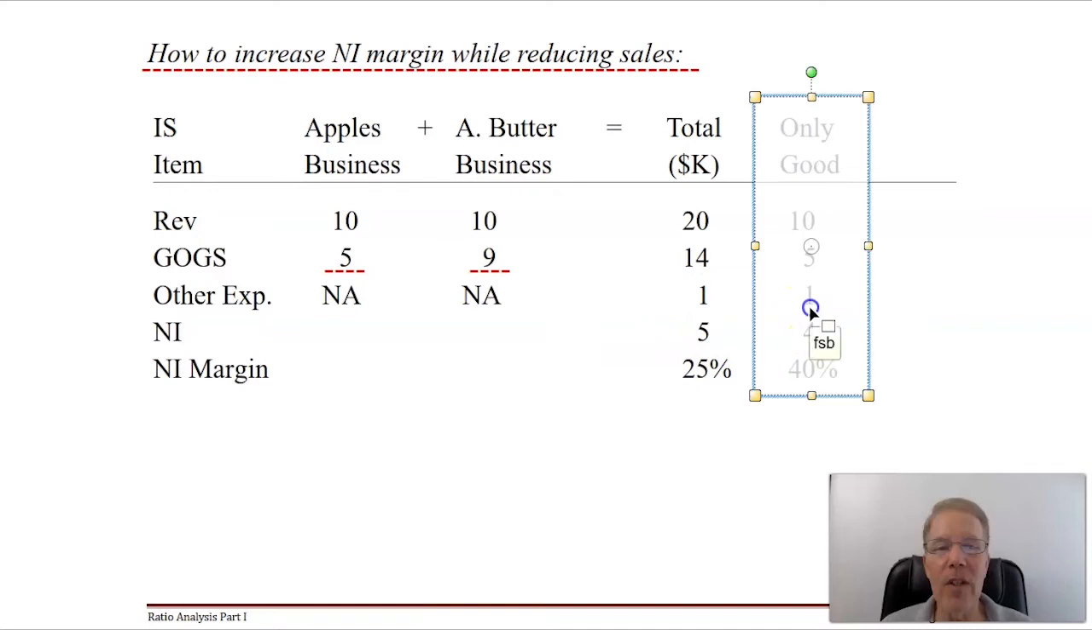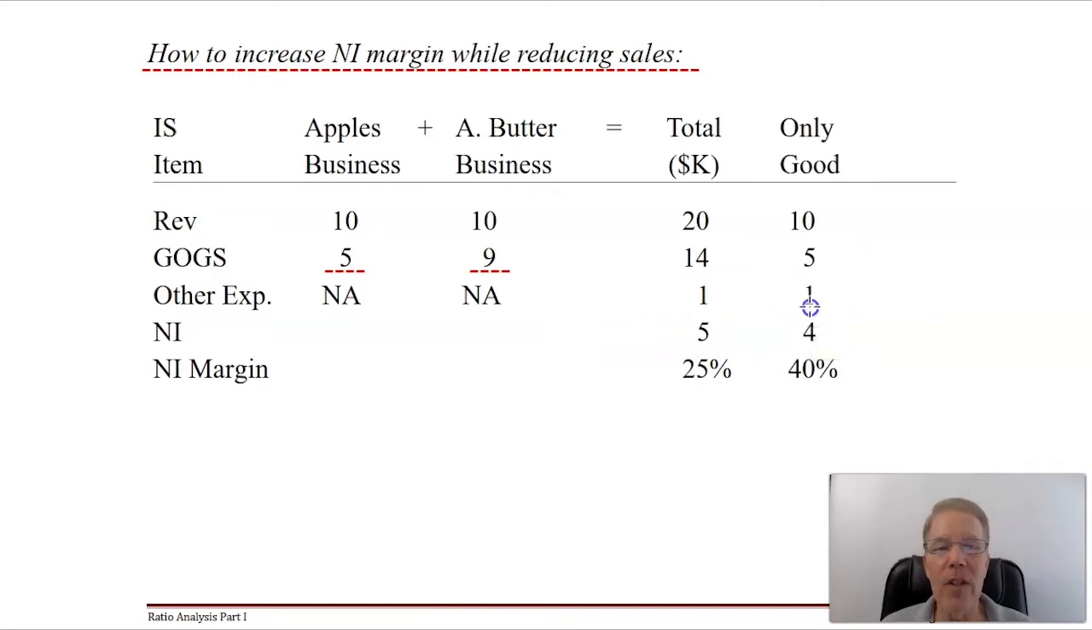So the investment banker, being the good investment banker that he is, comes up with the idea that, hey, you could jettison this lower margin apple butter business, keeping only the apples business, and look what would happen to your profit margin if you did that. It would go from 25% to 40%, right? And 40% comes from what? 4 over 10, right? And so that's pretty amazing.